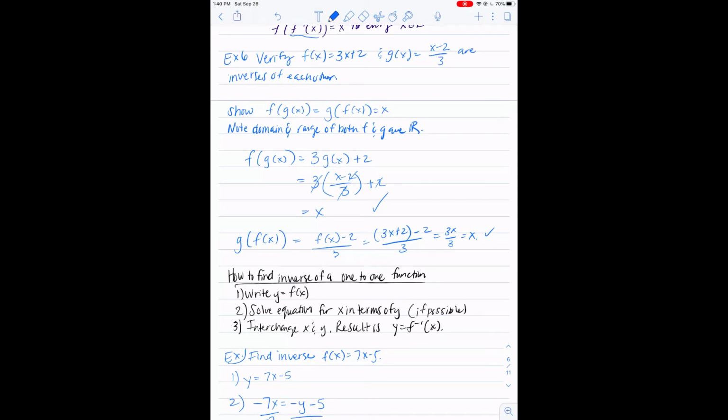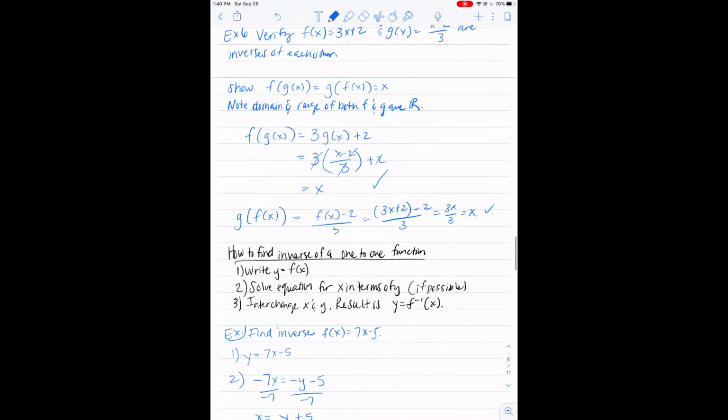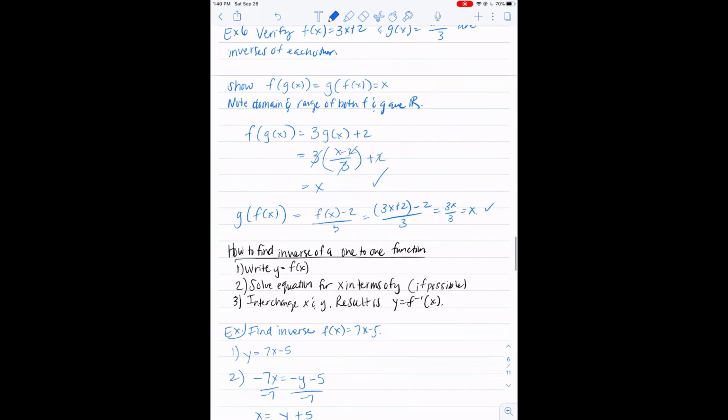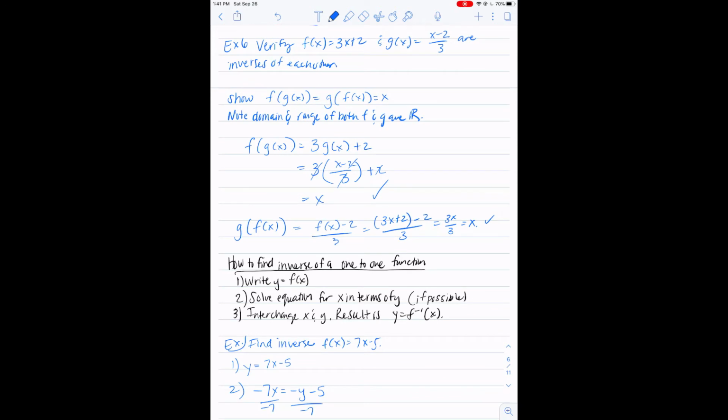We're going to verify f of x equals 3x plus 2 and g of x equals x minus 2 over 3 are inverses of each other. Essentially we want to show that f of g of x and g of f of x are equal to x. Note that the domain and range of both f and g are the real numbers. So we'll plug them in. For f of g of x, we do our composition of functions. We have 3 g of x plus 2. We substitute in our g of x, so we have 3 times x minus 2 over 3, plus 2.